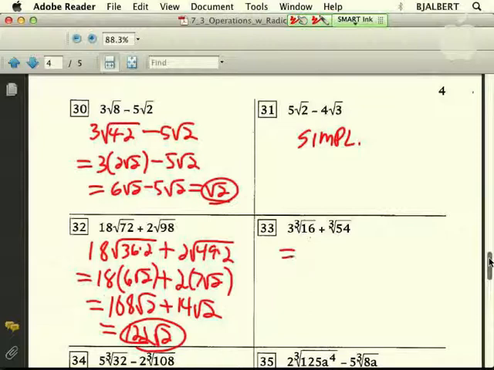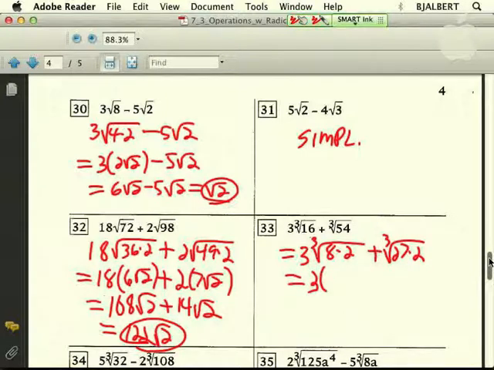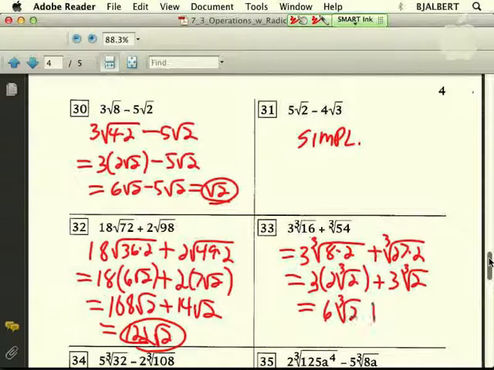33 is going to be 3 times the cube root of 8 times 2 plus the cube root of 27 times 2, which is 3 times 2 cube roots of 2 plus 3 cube roots of 2, which is 6 cube roots of 2 plus 3 cube roots of 2, which is 9 cube roots of 2.